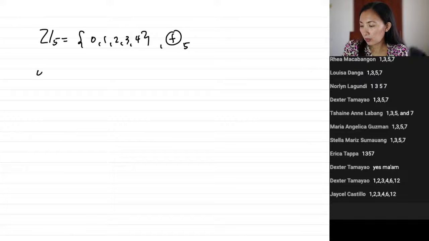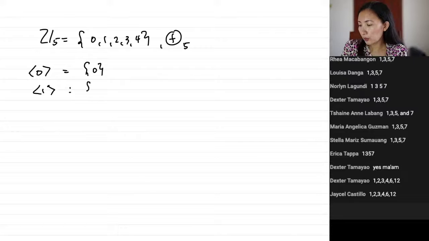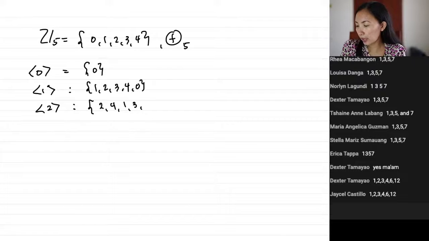Okay? The group generated by 0 is 0. The group generated by 1 is the group itself: 1, 2, 3, 4, 0. And then the group generated by 2 is, look, 2, 4, 1, 3, 0. Bakit yun? 2 plus 2 is 4, 4 plus 2 is 6, modulo 5 is 1. Okay, and so on and so forth.